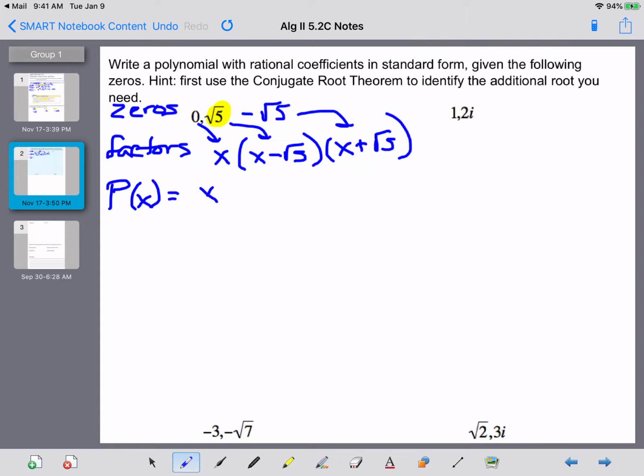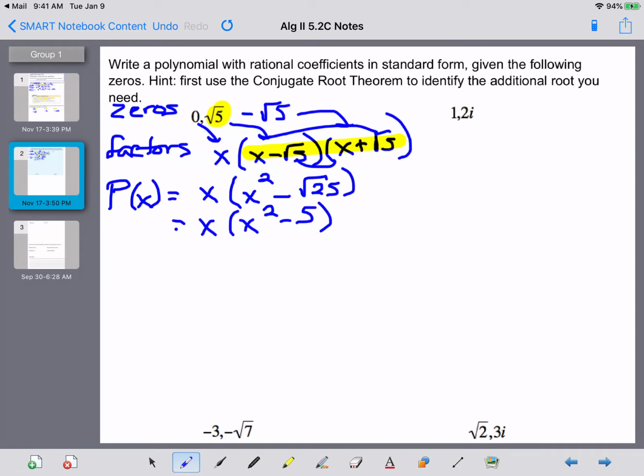Now we can multiply these together to find our polynomial. I'm going to hold off on that front x for a minute and put the conjugates together first. So I'm going to look at these two: x minus root 5 times x plus root 5. If I multiply those together, I get x squared. My insides and outsides are going to add up to 0. They're going to cancel out. And then a negative root 5 times positive root 5 would be root 25, but that just simplifies down to be just a 5. So I really have x times x squared minus 5.